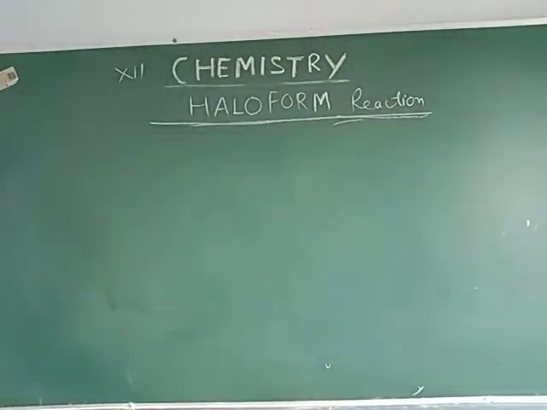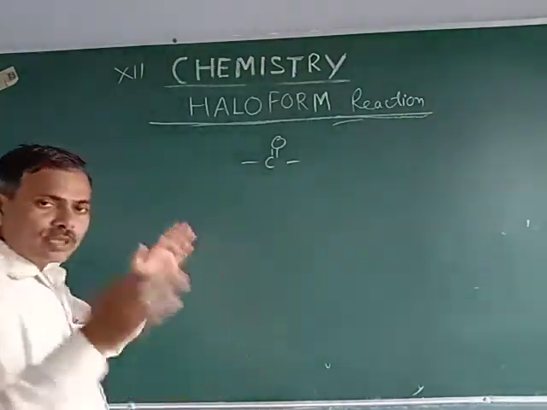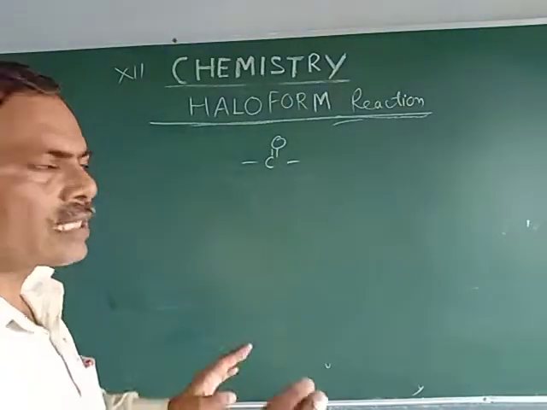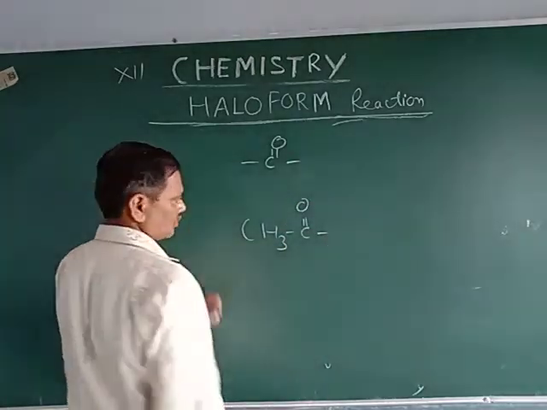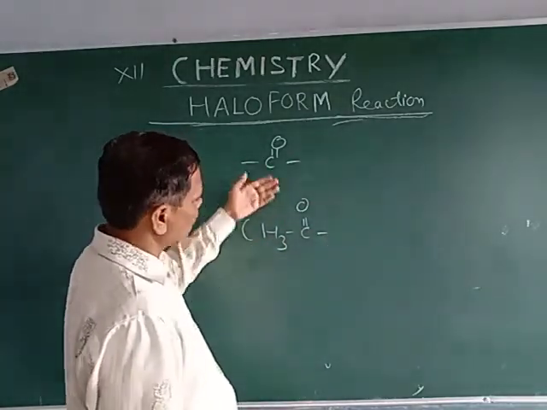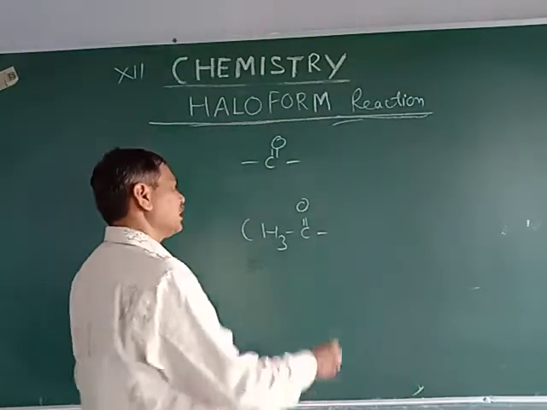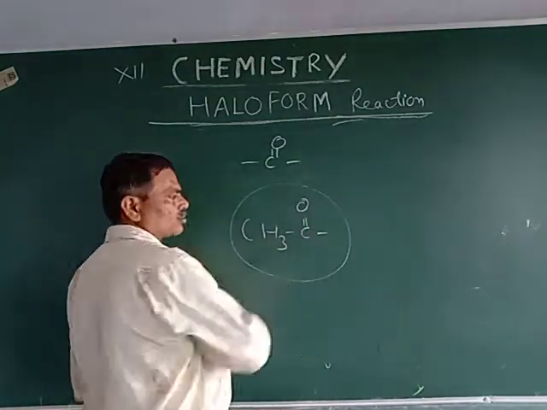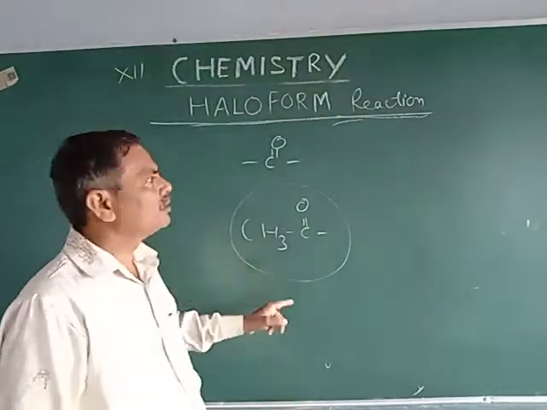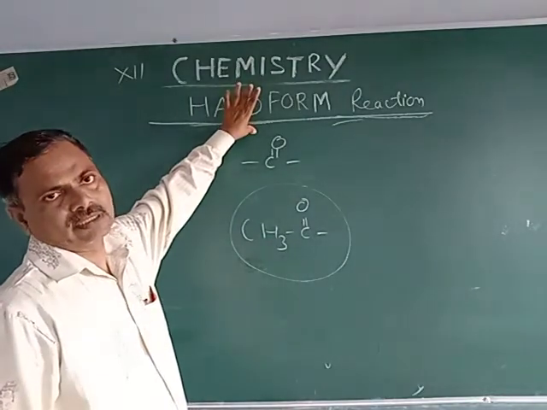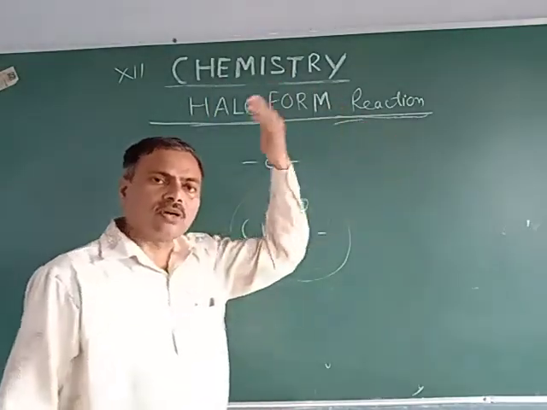You can understand this as the carbonyl group. This is the carbonyl group in which a methyl group is present. It is used to detect this group, or the compound in which this group is present gives the haloform reaction.